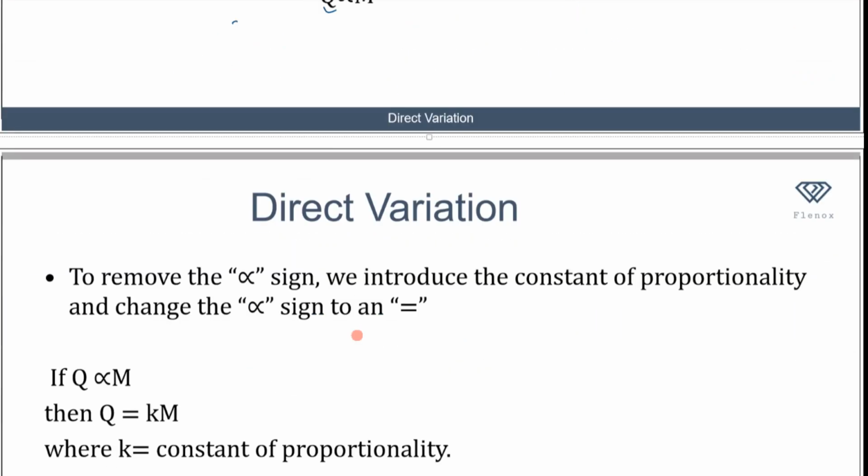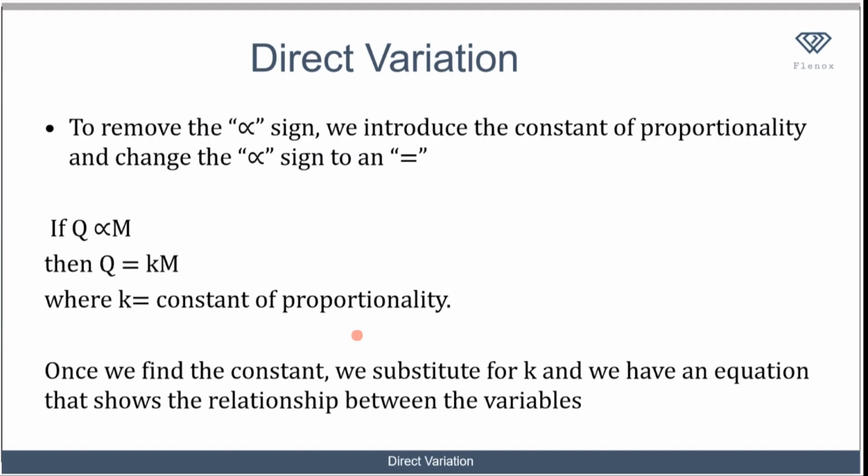So how do we solve this? Now, as you can see, Q proportional to M is not an algebraic expression, and there is no way we can mathematically solve for either Q or M. So we need to remove the proportionality sign. So how do we achieve that?